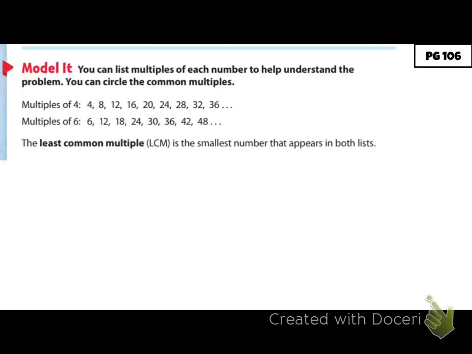We can also model it to do similar to what we did with our factors, and we can write all the multiples out. We can list them out. The least common multiple is the smallest number that appears in both lists. Or we can also use our factor tree again, or our step division. So if we have 4 and 6, 4 factors out to 2 and 2, 6 factors out to 2 and 3.